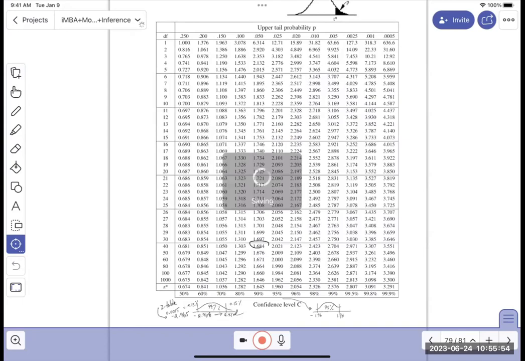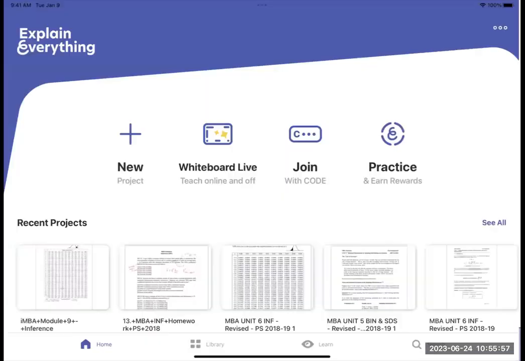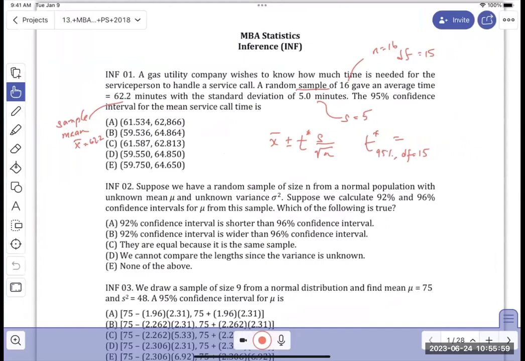Also, you can use Excel. So in Excel, to get that number, you remember where it comes from. For 95%, this is 2.5%. So you're going to pick the T distribution, the left side of 2.5%, 0.025. And that should give you the value as well.